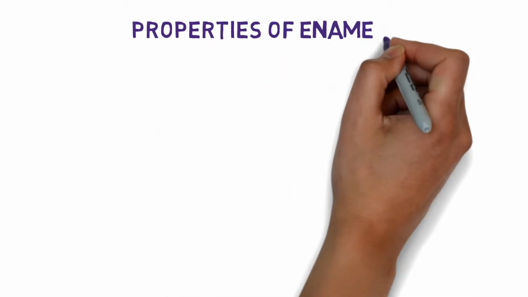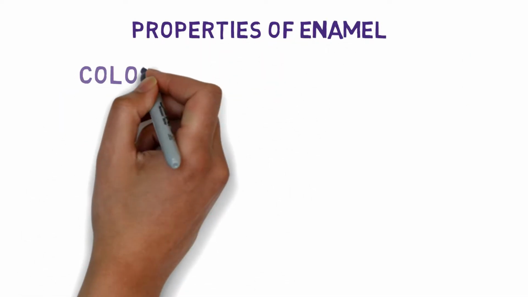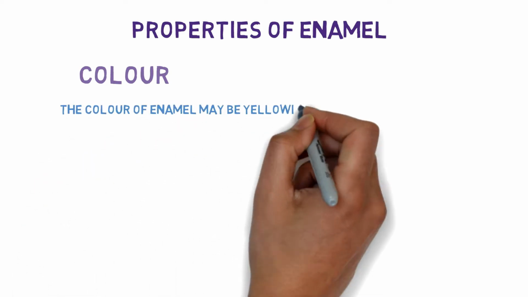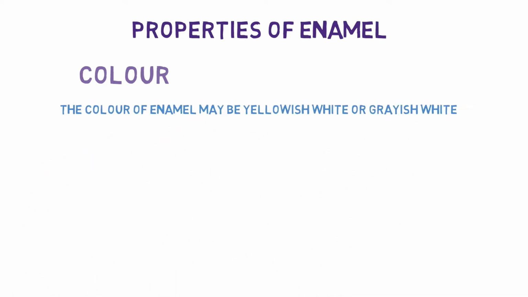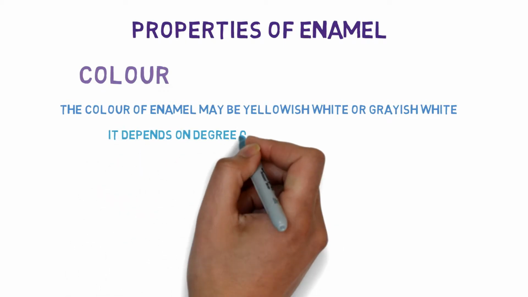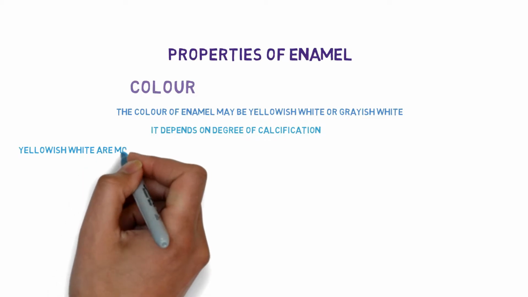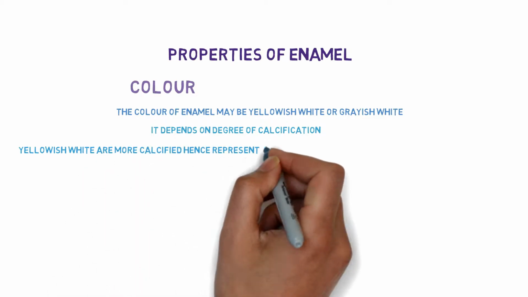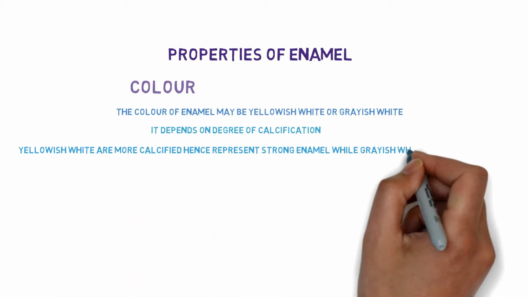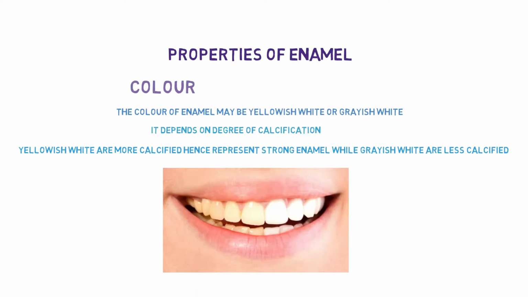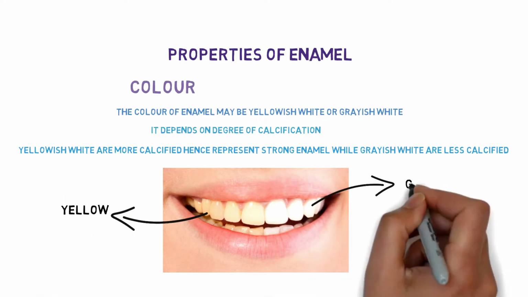Properties of enamel. Color. The color of enamel may be yellowish-white or grayish-white. It depends on the degree of calcification of the enamel. Yellowish-white enamel is more calcified, hence represents strong enamel, while grayish-white enamel is less calcified. You can see the clear contrast of color in this picture.